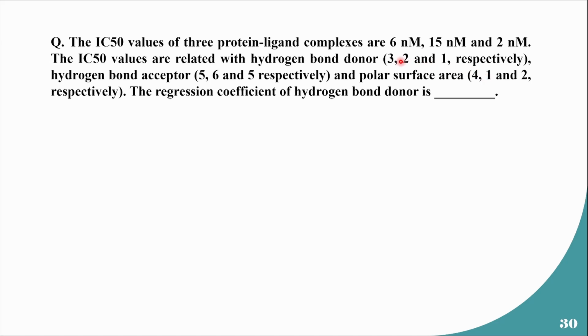So for hydrogen bond donor in this particular case, we had 3, 2, and 1 corresponding to the 6, 15, and 2 nanomolar protein ligand complexes. Okay. So they're asking the coefficient for the hydrogen bond donor in that sense. So these type of numeric questions, you can solve it quite simply. So I'll just go through the process maybe.